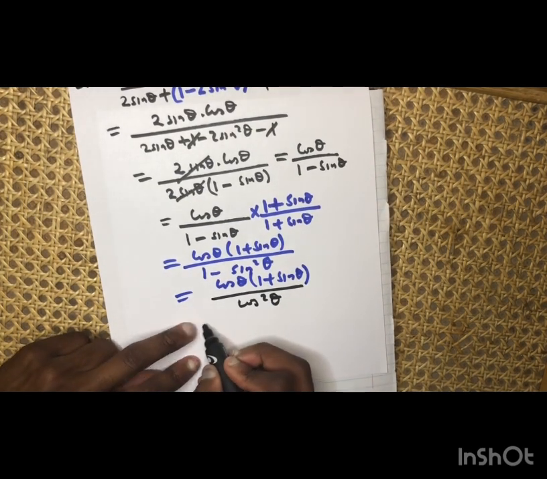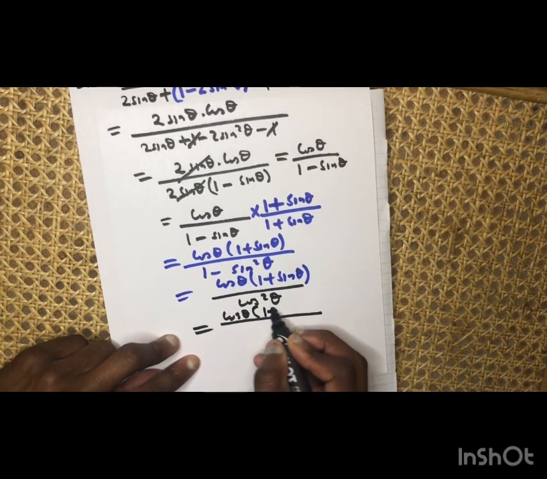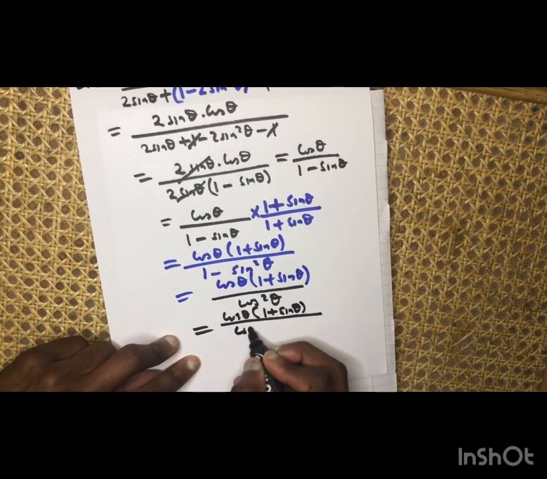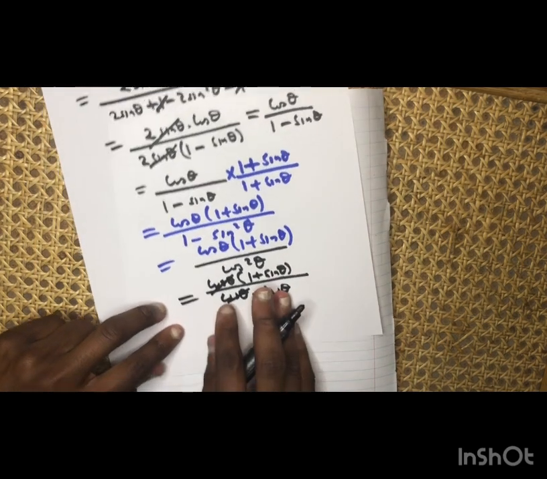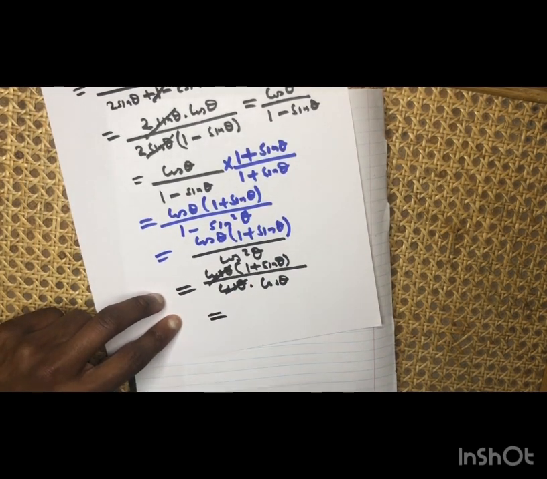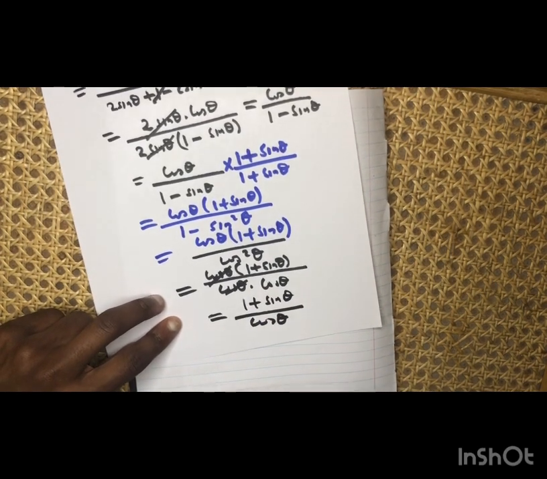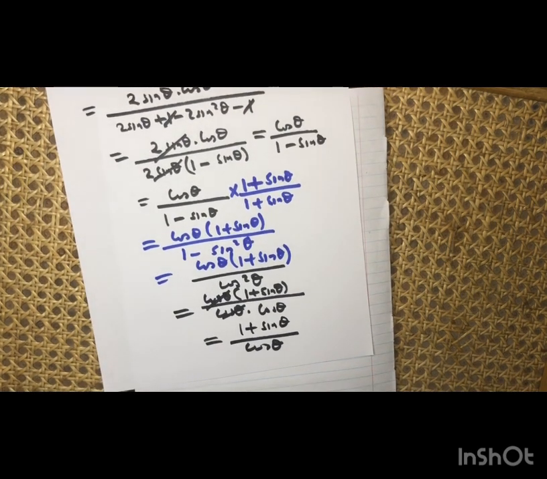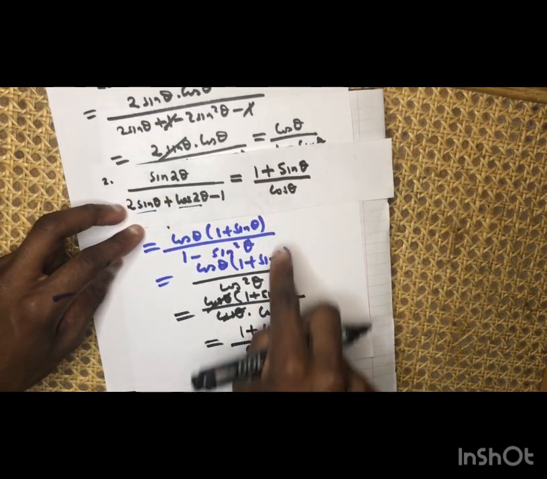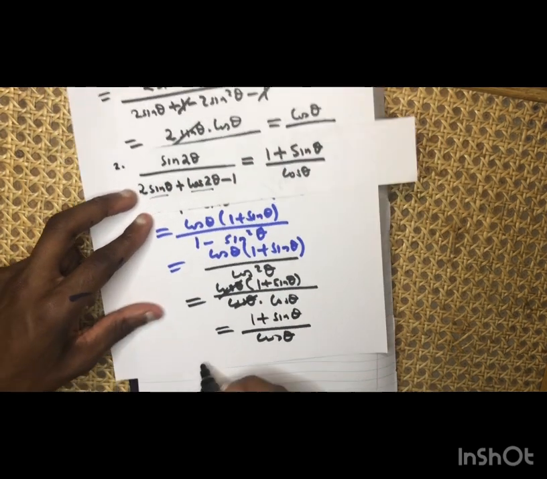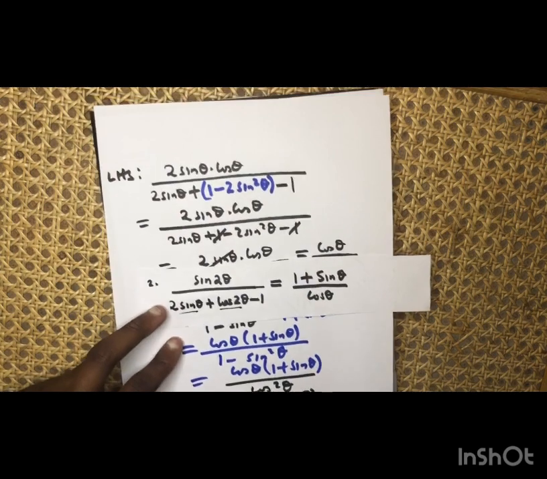Now, we have cos on the numerator and 1 plus sine theta. This is cos, guys, times cos. So this cos will cancel this cos. Now you are left with 1 plus sine theta over cos theta, which is what we want. This is what we want, which is 1 plus sine theta over cos theta. So now we can conclude that the left hand side is equal to the right hand side.